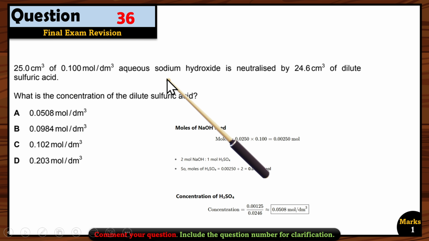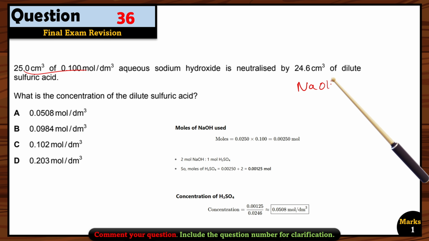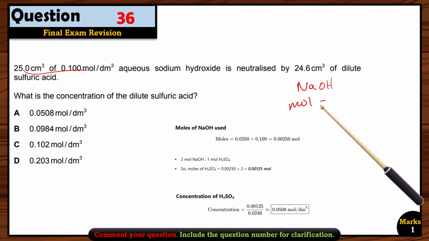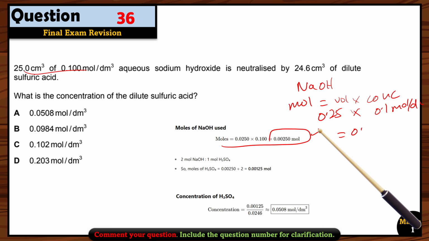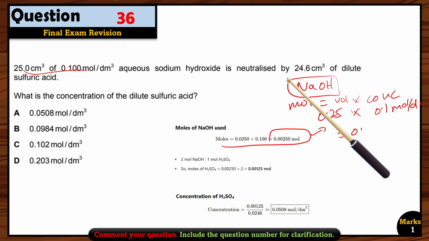So for this one, we already have the information, so we can directly calculate and find the answer. If you see here, for sodium hydroxide, how you can find the moles is simple. Moles is equal to volume into concentration. Concentration we already know, 0.1 mole per dm cube. What about the volume? You have to just convert it into dm cube, that is 0.025. So what will be your answer now? 0.0025 moles. So now you already found the moles for NaOH, right?